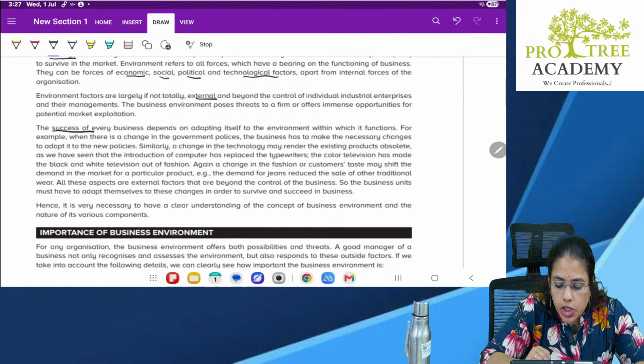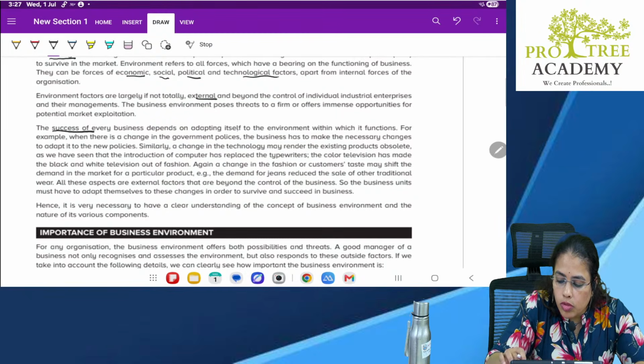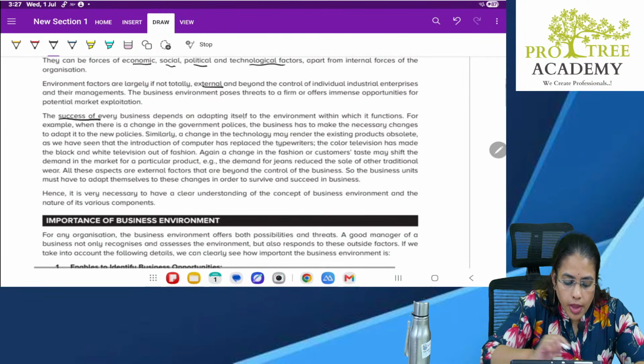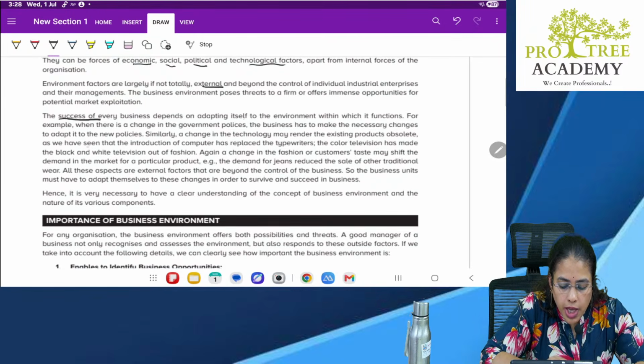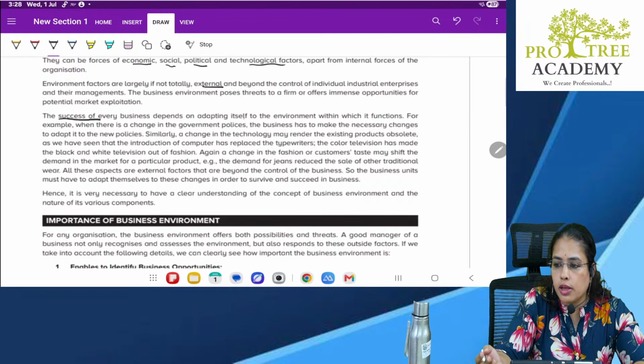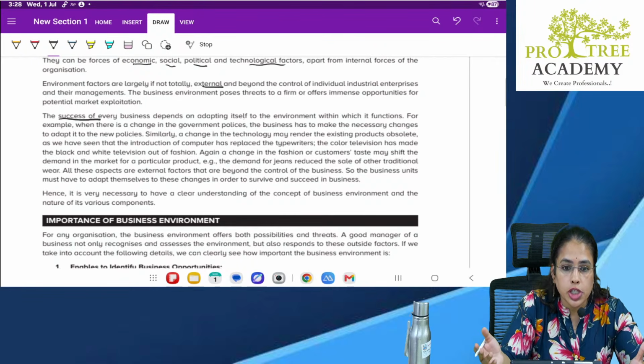Similarly, a change in technology may render an existing product obsolete, as we have seen that the introduction of the computer has replaced the typewriters. Once the computers came, who is using the typewriters? Now we can hardly see typewriters. Understood? So it is a changing environment. It keeps on changing. You also have to change with the environment.